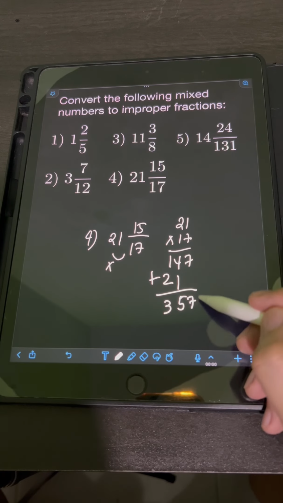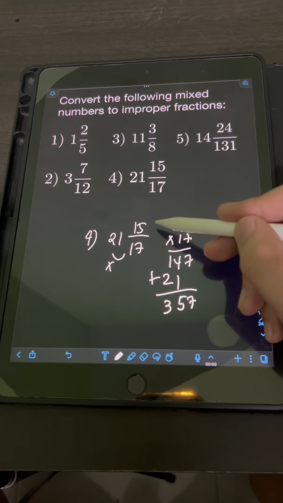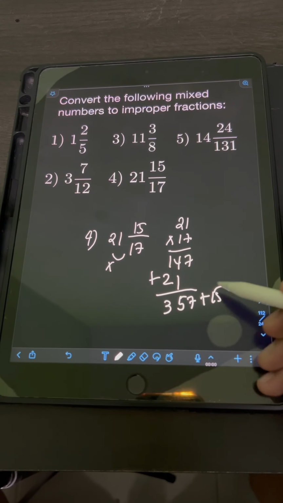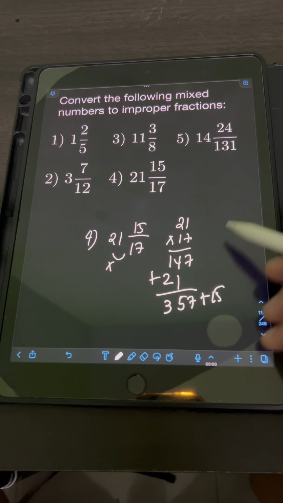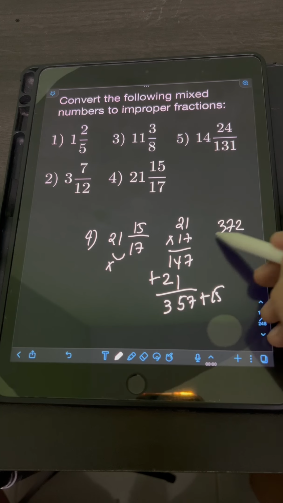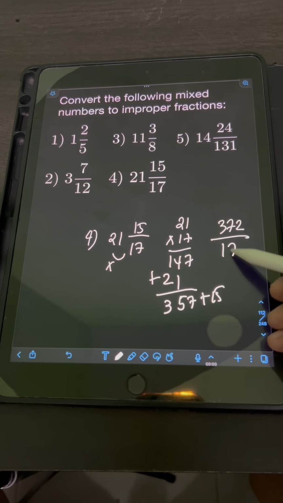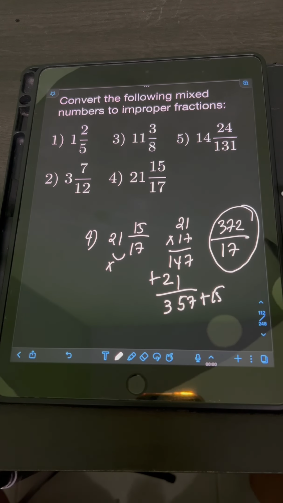So we have 357 plus the numerator 15. So 357 plus 15, that will be 372 over the same denominator of 17. So the final answer is 372 over 17.